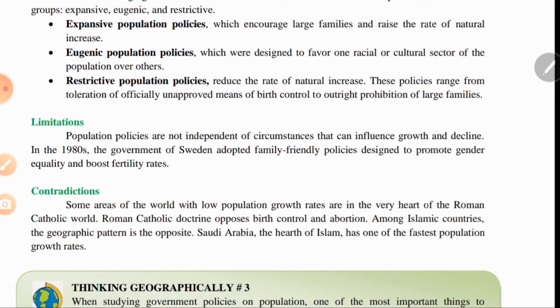And among Islamic countries, the geographic pattern is the opposite. Saudi Arabia, the heart of Islam, has one of the fastest population growth rates. So yun nga, depende na din siguro sa government, sa religion, yung population growth rate.